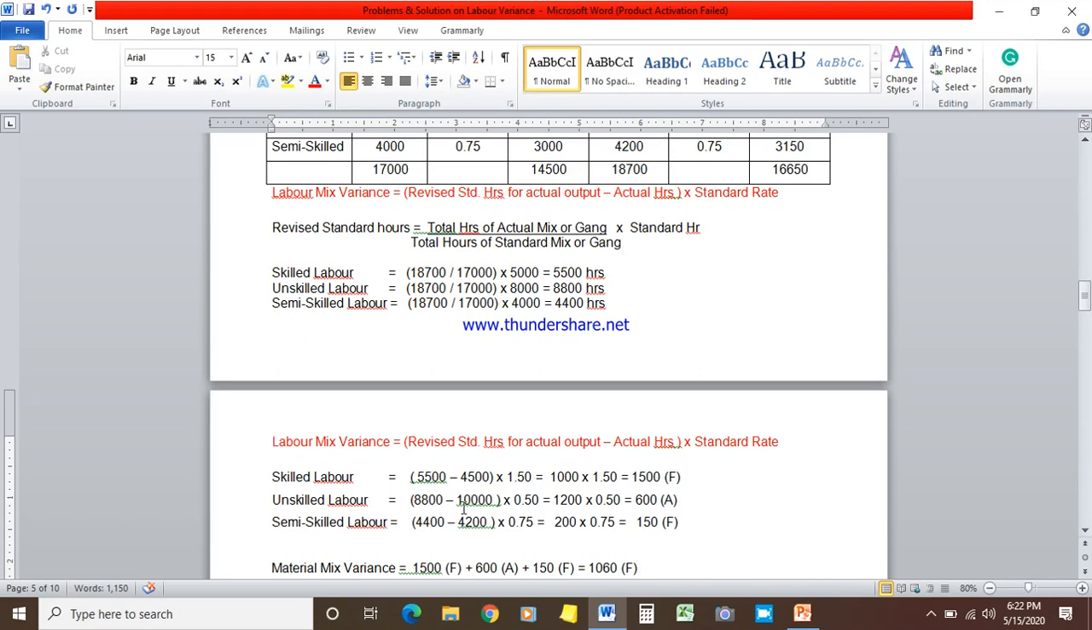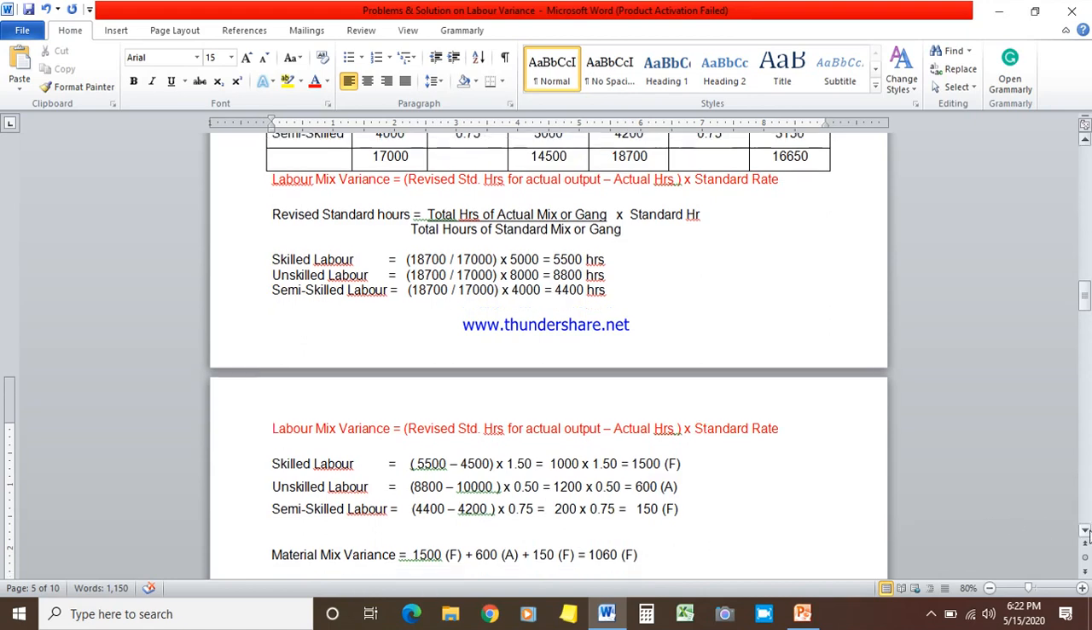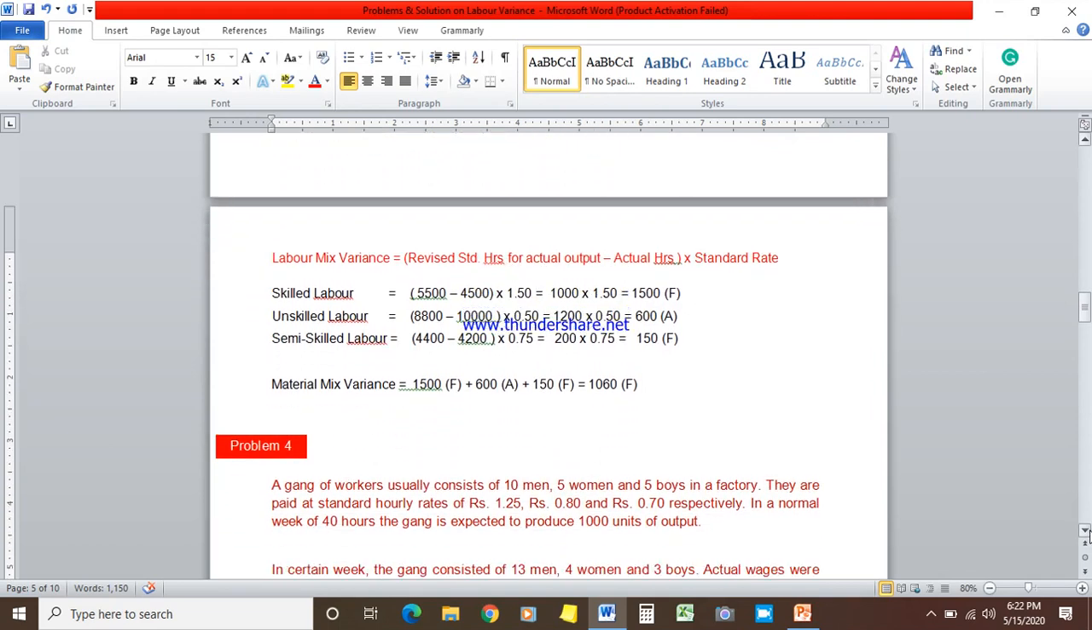In case of unskilled laborers, the revised standard hours is just 8,800, but actual hours spent is 10,000. So we will end up with an adverse variance. For semi-skilled laborers, again it is going to be a favorable variance. So the labor mix variance for all the three categories, if you look into it, 1,500 favorable, 150 is also favorable. So you get 1,650. From 1,650 if you minus 600 adverse, you get 1,050 as favorable, that is the labor mix variance.